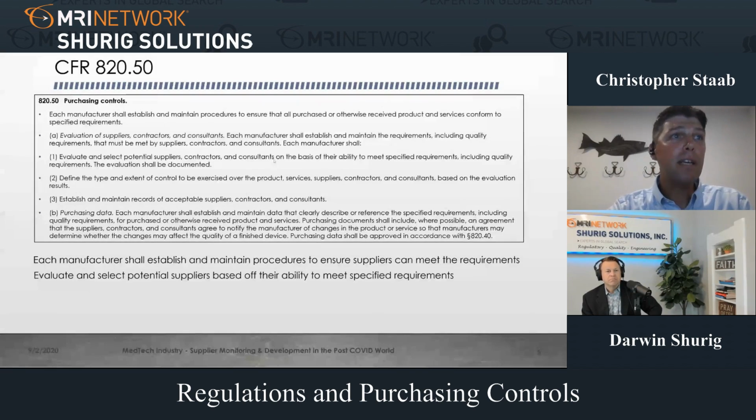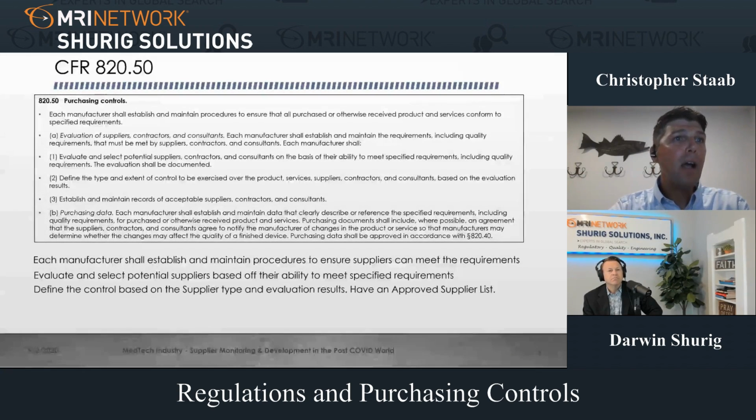The next part of it is, we need to evaluate and select those suppliers based off their ability to meet those requirements. So, we set these requirements, but when we're selecting suppliers and we're evaluating them, we've got to make sure that they can actually do what we're asking them to do. I think that's a key point, and we'll get to that more when we're talking about supplier evaluation and also non-conformance trending. It'll touch again on that.